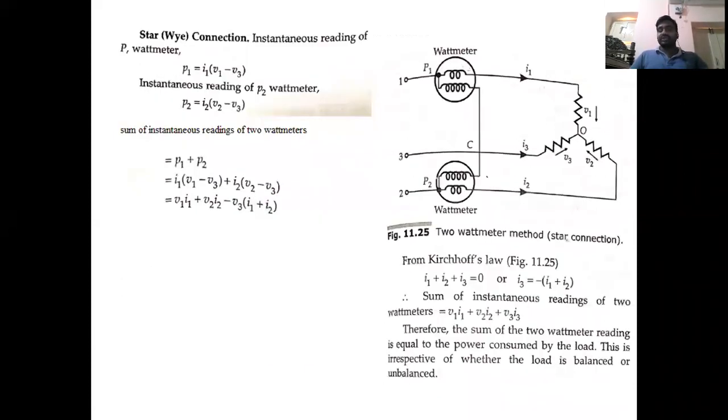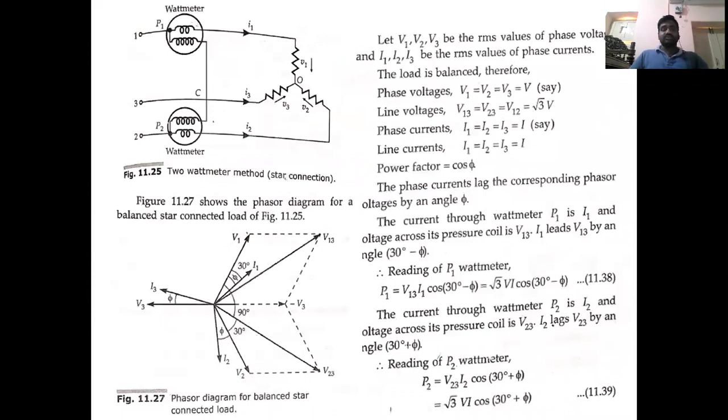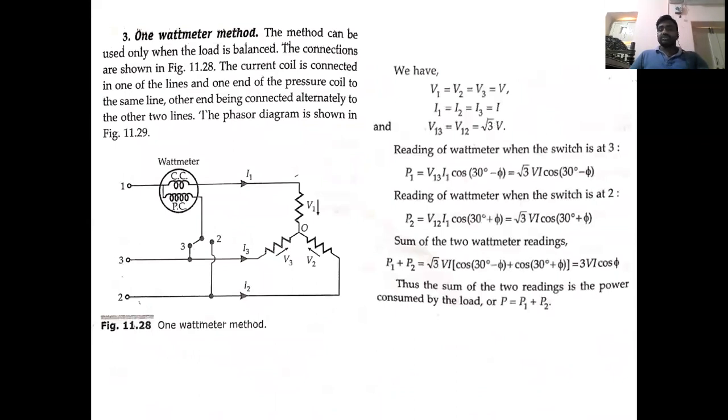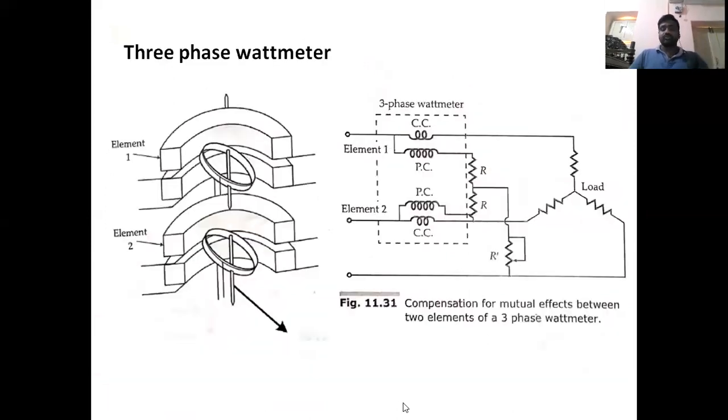We analyzed the 2 wattmeter method individually for star connection and for delta connection. Next we discussed the phasor diagram analysis of the 2 wattmeter method, with individual phasor diagram analysis for star connection. In today's class we discussed the effect of power factor on wattmeter readings. Next we discussed the 1 wattmeter method and its phasor analysis. And next we discussed three-phase wattmeter readings. That is up to today's class, up to the measurement of power.